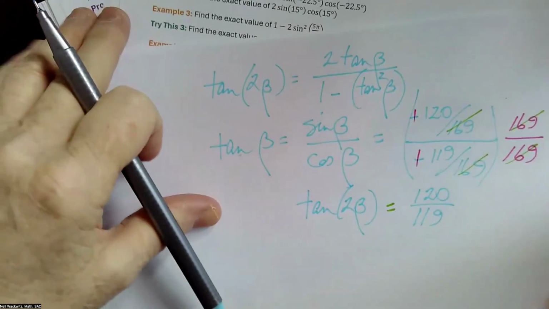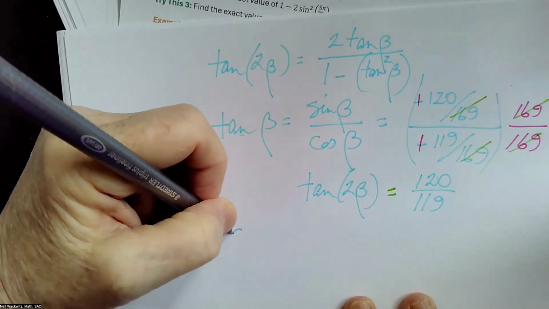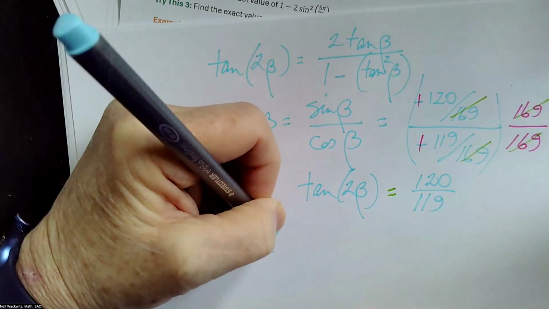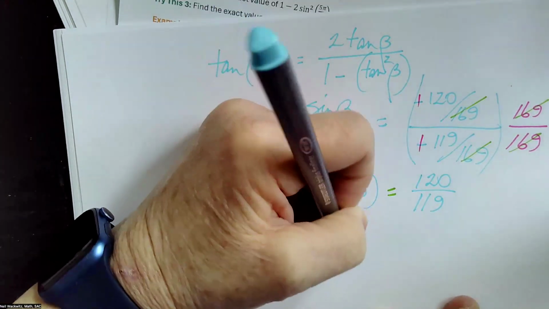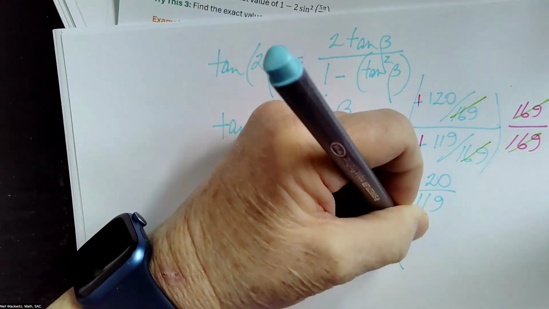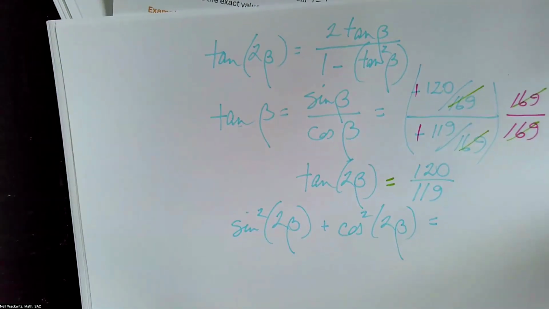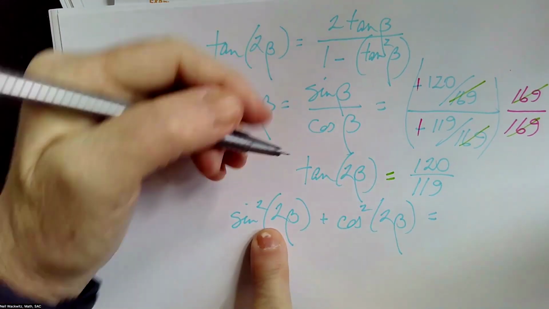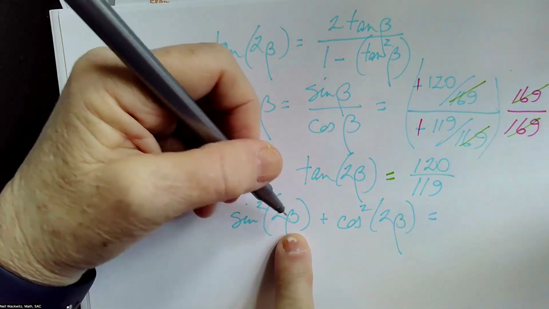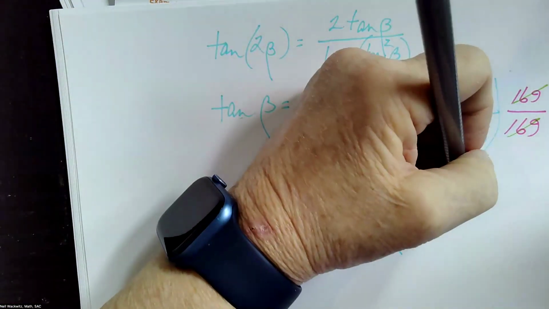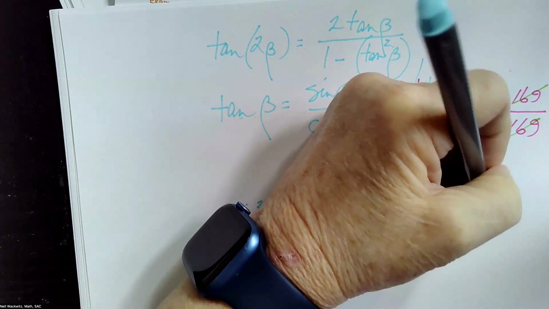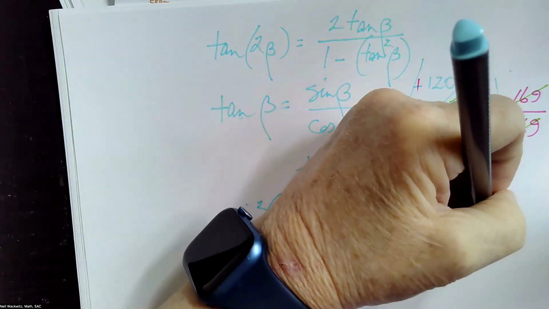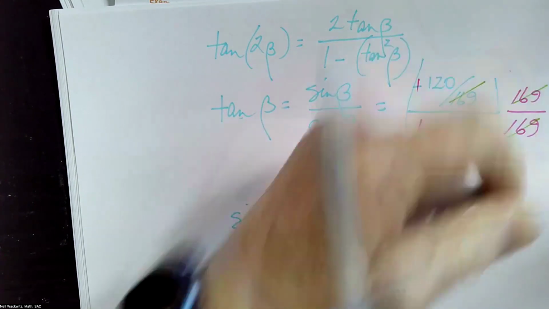Okay, I want to do something just for fun. Let's find sine squared of 2 beta plus cosine squared of 2 beta. What should we get? Yeah, we should get 1. So let's see. Sine of 2 beta, we said that was negative 120 over 169. And we're going to square that.